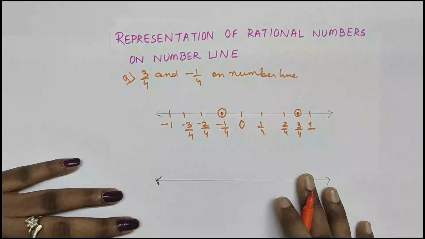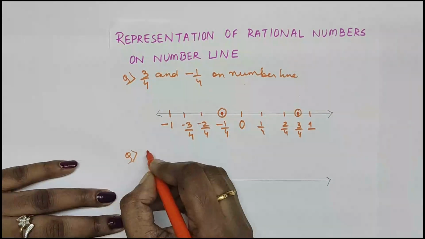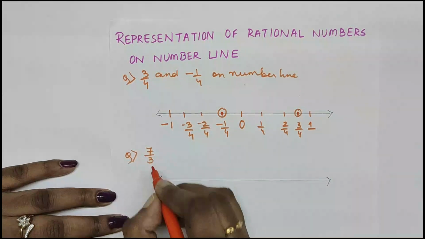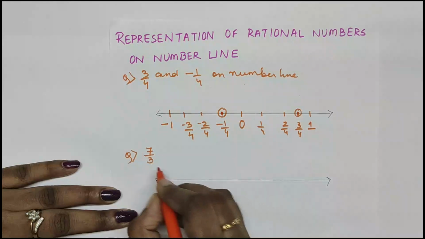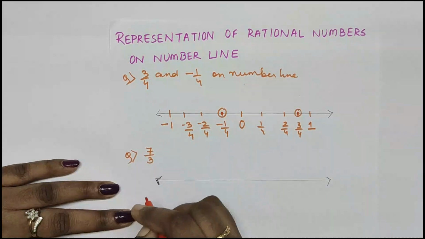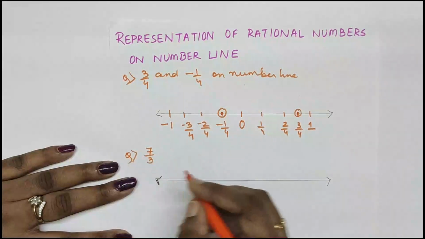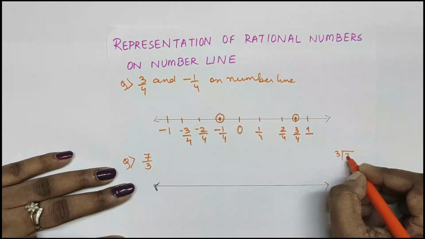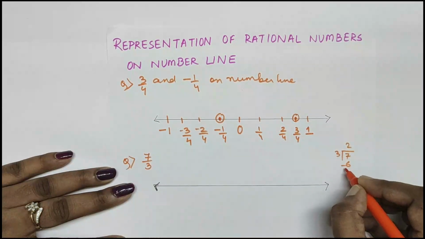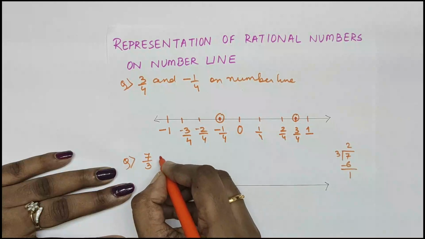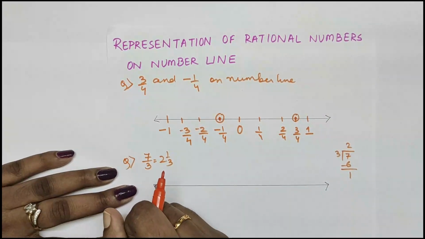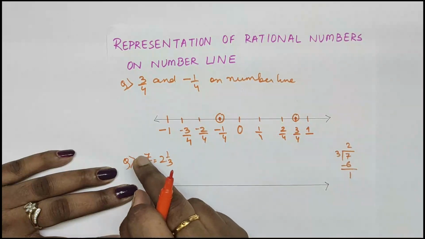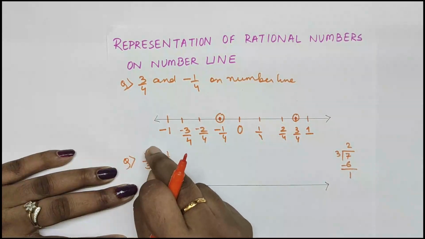Suppose in another question, I have to represent 7 by 3 on the number line. So I draw a line. Again, now 7 by 3 is not less than 1. If I divide, I can know it. So you'll see it is like 2 and 1 by 3, isn't it? So now the rational number is going to lie between 2 and 3 because it is 2 and 1 by 3.